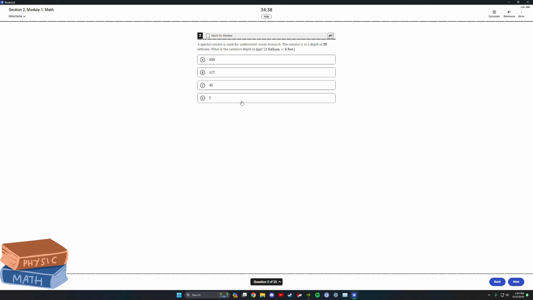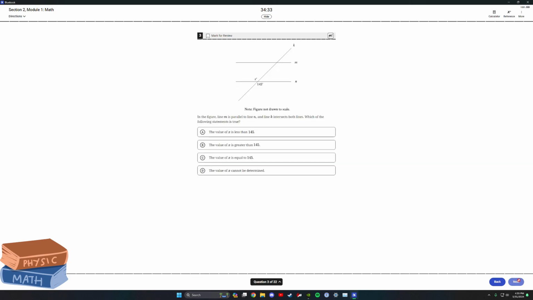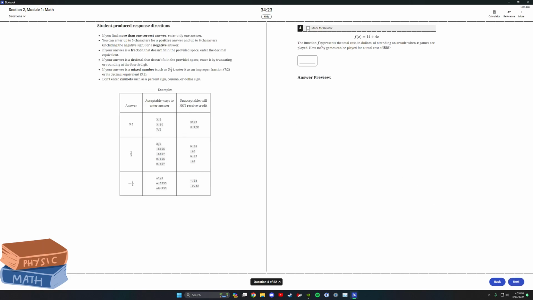Or, no, we're multiplying it by 6, right? So 234. Well, X, they're saying that M and N are parallel, so 145, 145, it's vertical, exactly equal. Total cost of 58, so we're going to subtract 14 divided by 4. Subtracting 14 gives you 44 divided by 4 gives you 11.